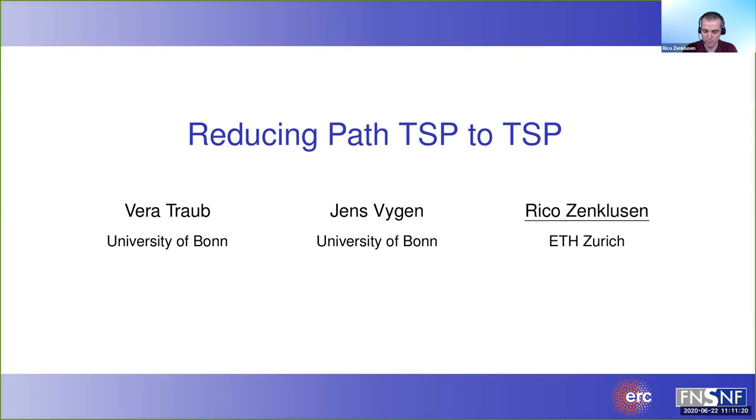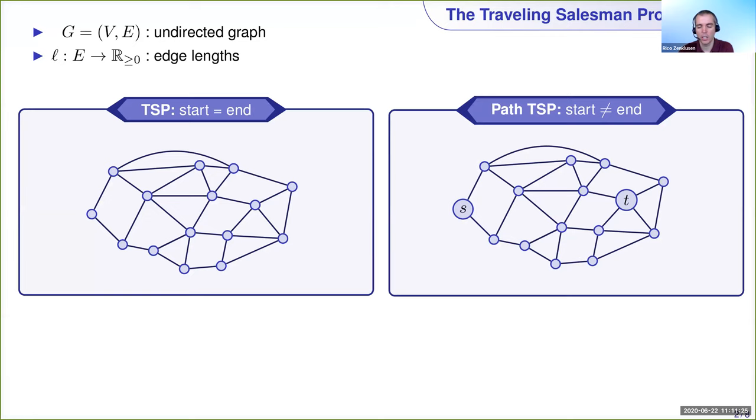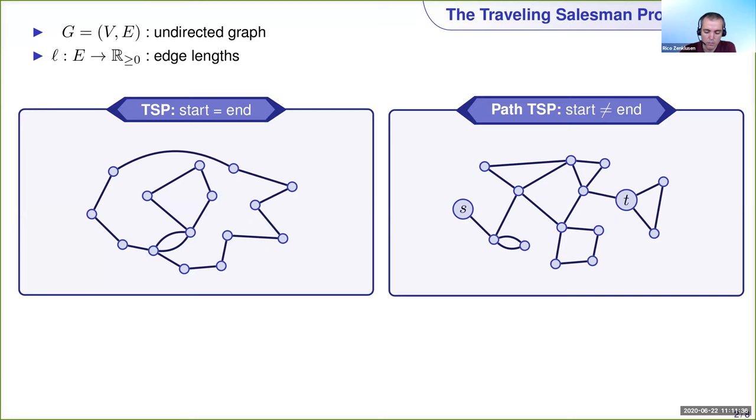So let me start with the basics. The traveling salesman problem: here we're given an undirected graph with non-negative edge lengths. The task is to find a multi-subgraph of minimum total length such that all the vertices have even degree and the graph is connected. For path TSP, the problem is essentially identical, with the only difference that if two designated vertices S and T are stored as endpoints, they need to have odd degree.